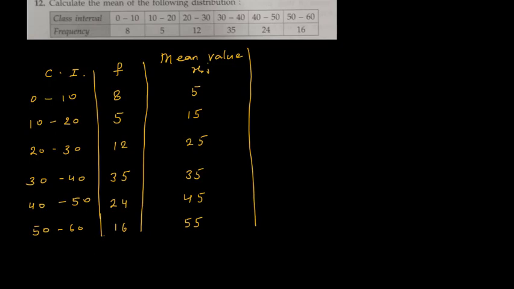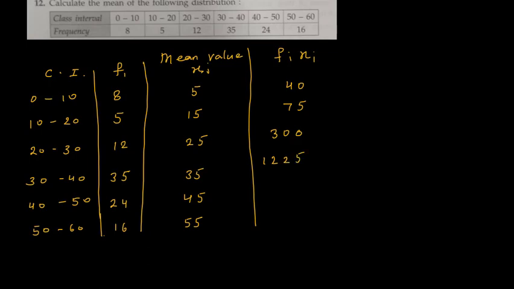Then after the mid value column, you have the column for F into X. Here you can say this is Fi, so now your column is Fi into Xi. That is, you multiply 8 and 5, which is 40; 15 times 5 is 75; 25 times 12 is 300; then 35 times 35 is 1225.